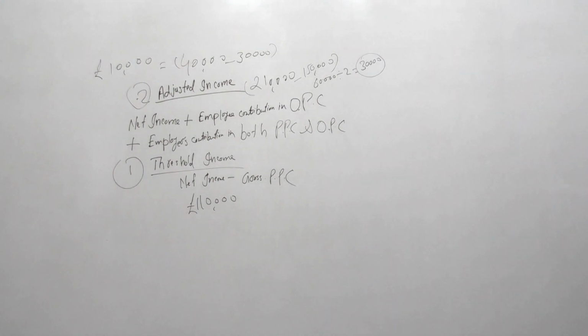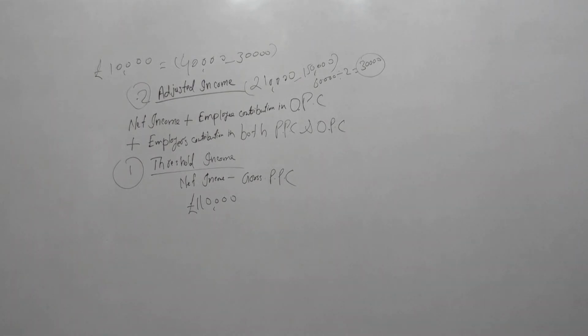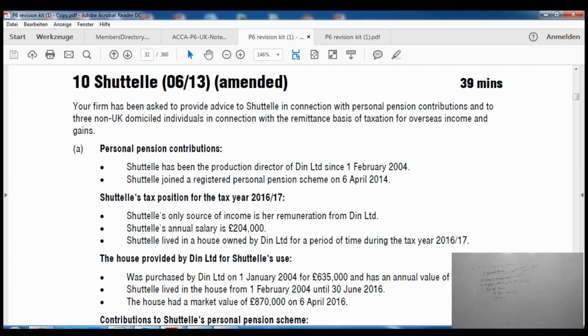All right. I'll just quickly share the screen with you, and we will do a little question now. We'll read the question, and then I will try to solve it with you. As you can see on your screen, it's question number 10 of the BPP exam kit, and it was examined in June 2013. I assume that you have it in front of you. If you have the BPP kit, please make sure you read it. Please read the requirements first, and then read the question.